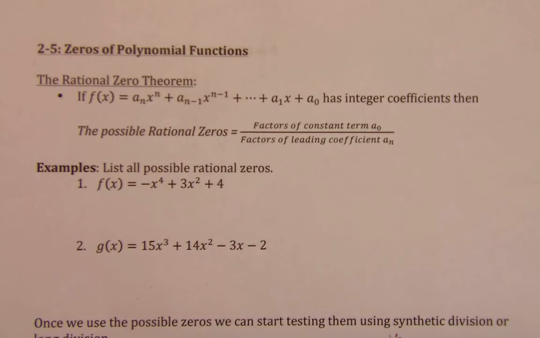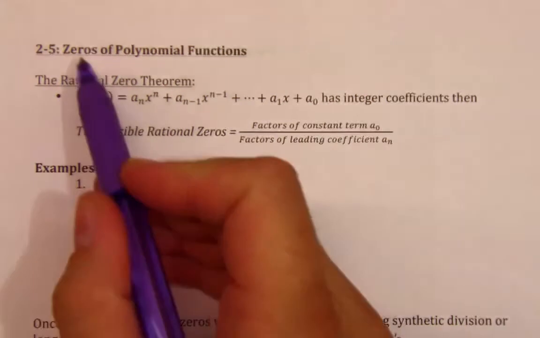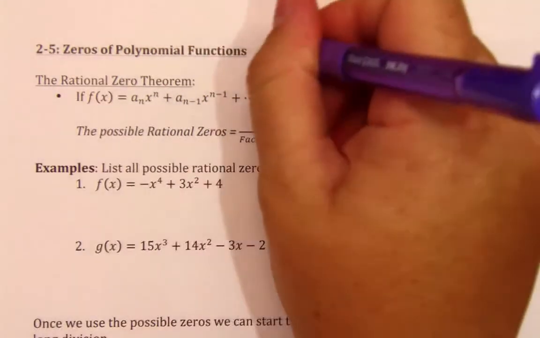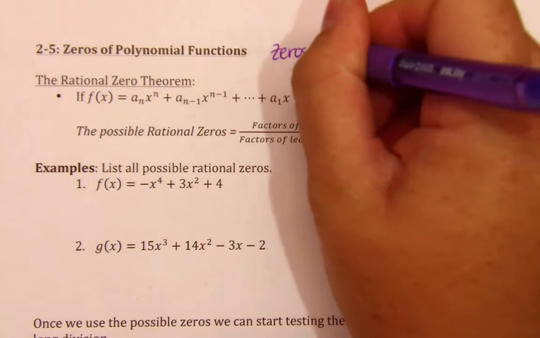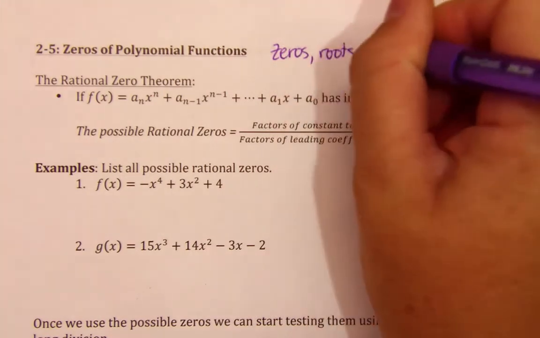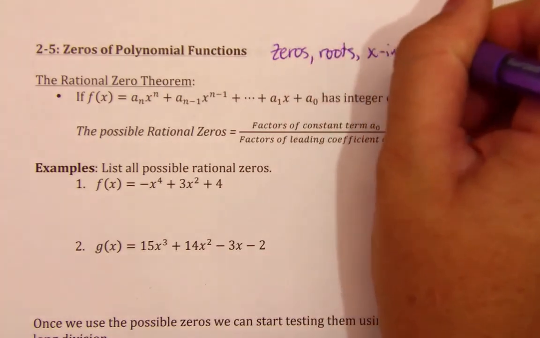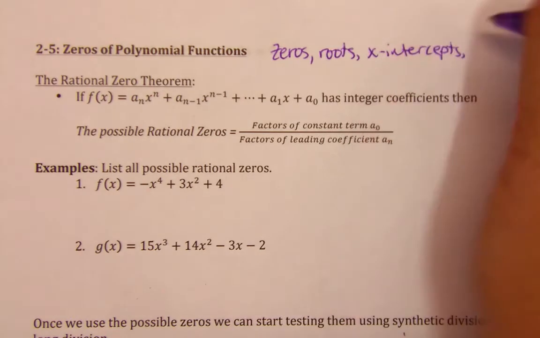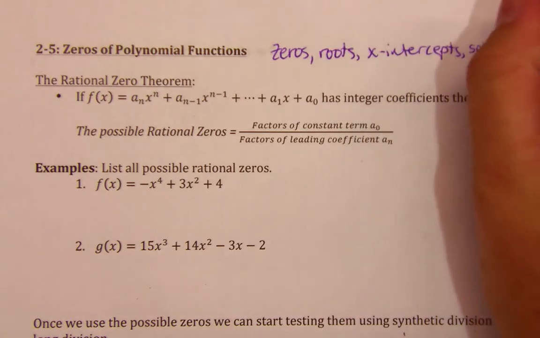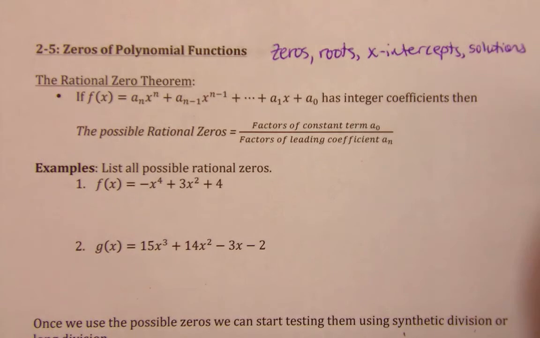All right, so this is chapter 2, section 5, and we're going to be looking at the zeros of polynomial functions. Now, remember, last section we talked about some different terms for zeros. So zeros or roots, x-intercepts. Sometimes we use the term solutions. We can refer to these as all of our roots, all of our solutions to a polynomial.